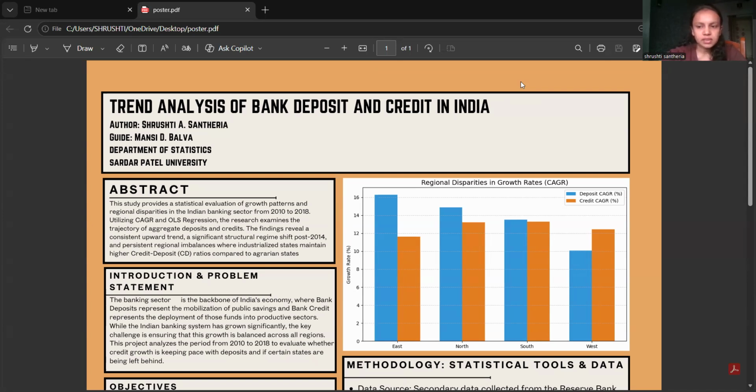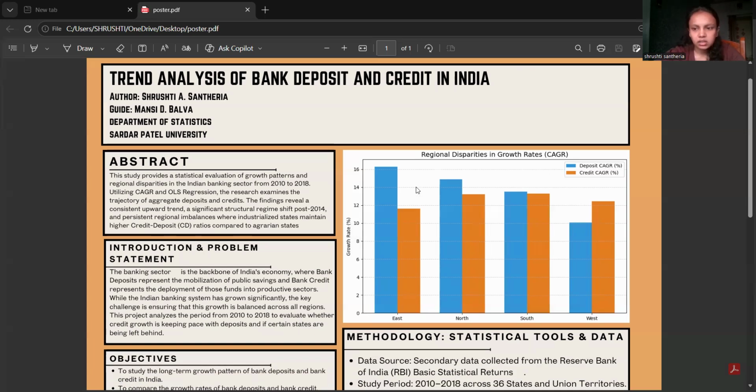Okay, so let me start with the introduction. The banking sector is very important in the economy, as bank deposit represents the savings and credit represents how those savings are used for loans and investment. And the main problem here is whether credit growth is matching deposit growth and whether all regions are equally benefiting from this growth.